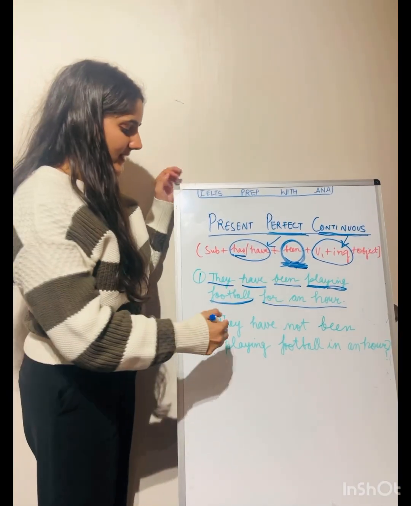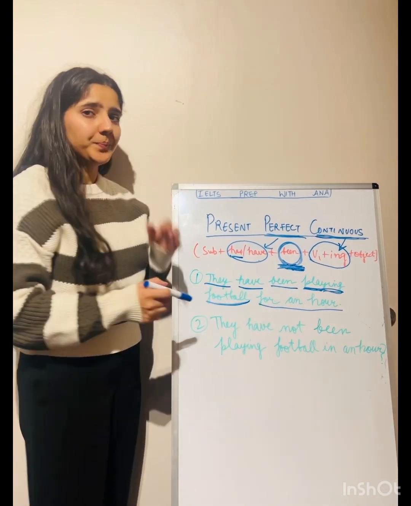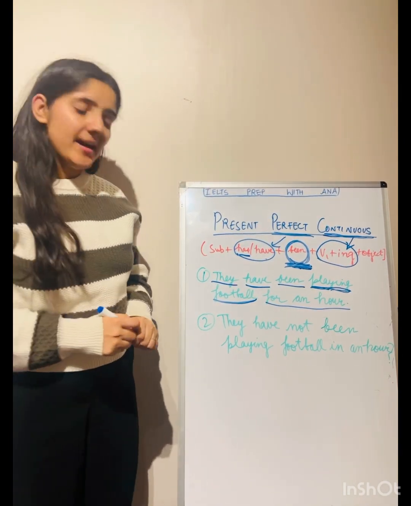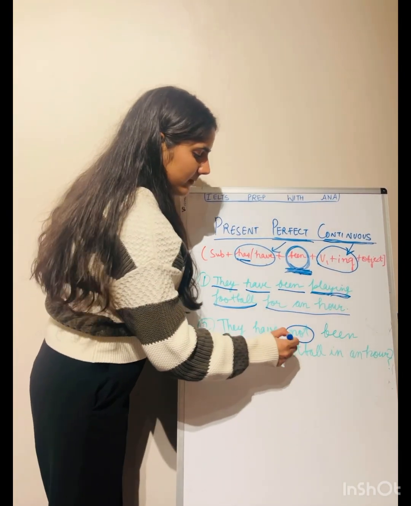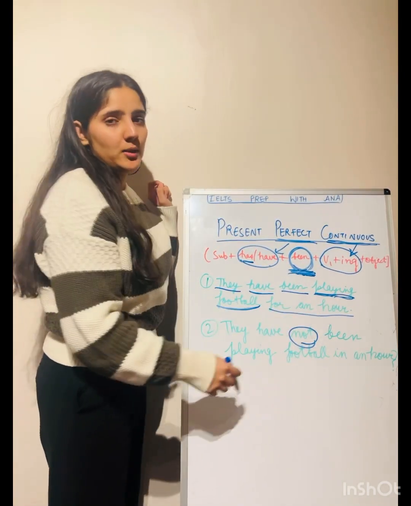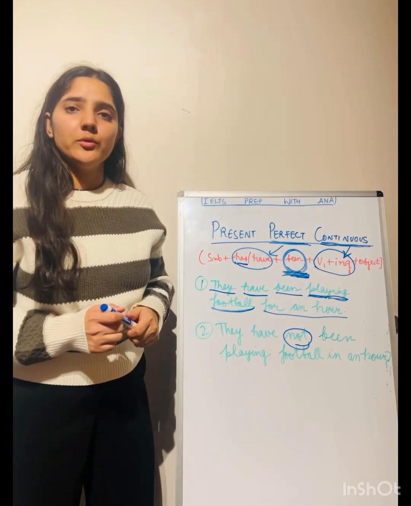Second sentence is, they have not been playing football for an hour. So this is a negative sentence. For negative sentences we use not and the rest of the sentence will remain the same. They have not been playing football for an hour.